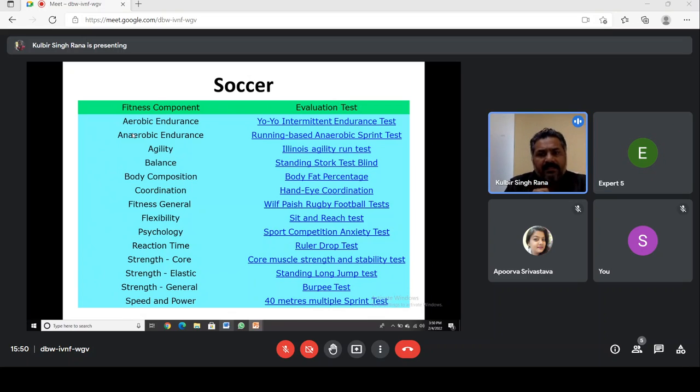You have heard of the beep test? Beep test, we have. What do we do in the beep test? Sir, I have heard of the bleep test. I don't know whether it's the same or different. Bleep is different, beep is different. Beep is where there is a recorded cassette or CD in which there is a beep at regular intervals.